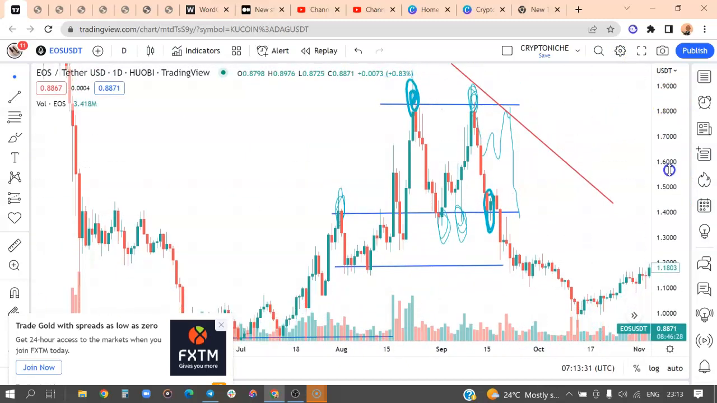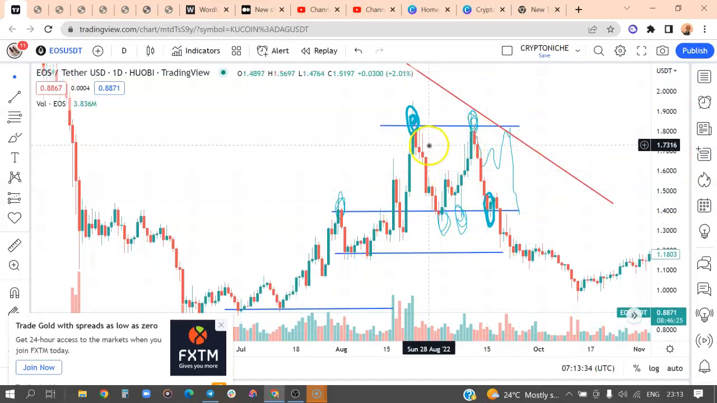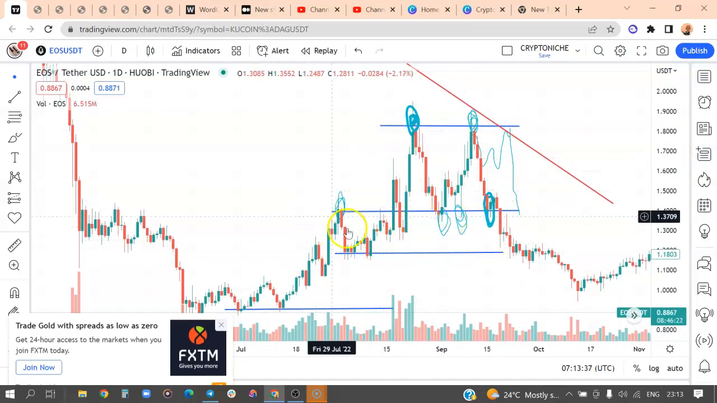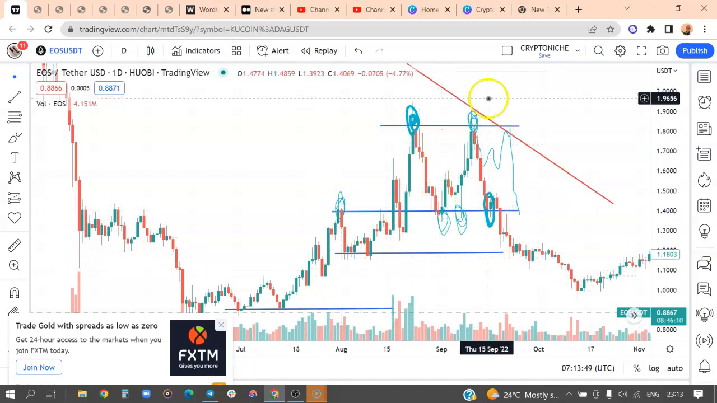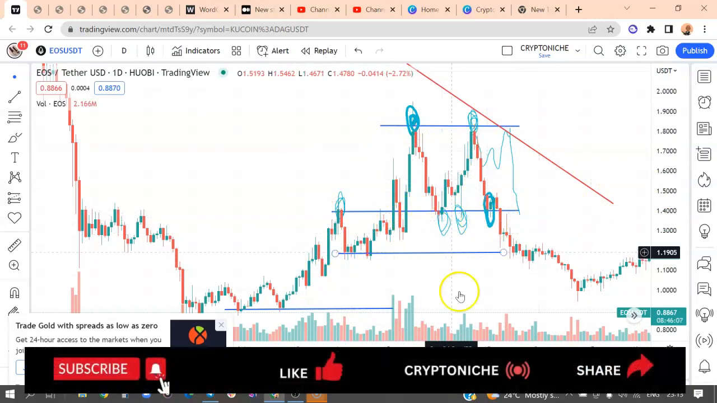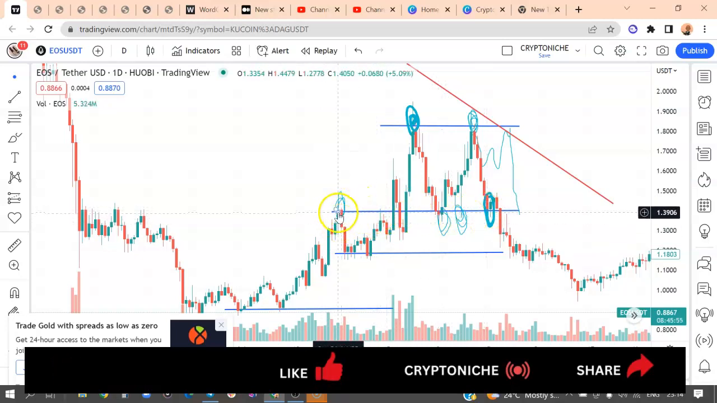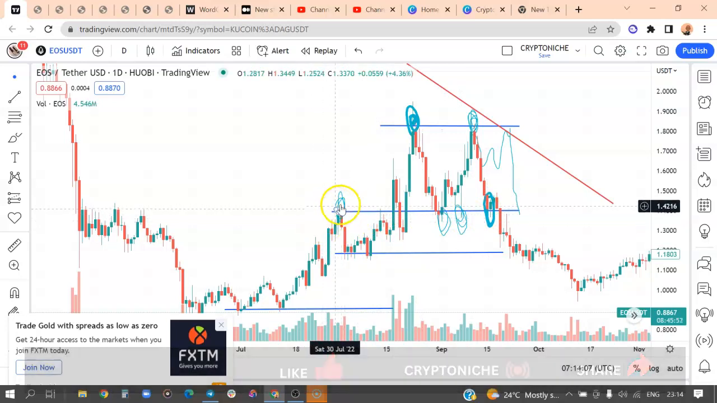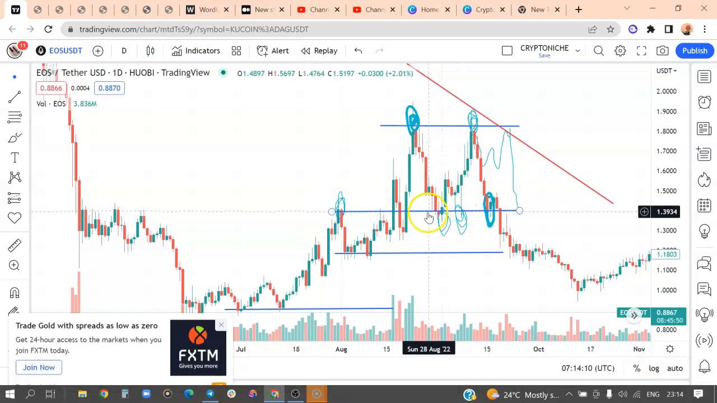As you can see, look at this analysis I did. In this analysis, you will notice that I showed the possible demand and supply zones. This is the supply zone here, and this is a demand zone here. They keep pushing the price up, but the more this is tested, the weaker it becomes. This is the support, as you can see. The previous resistance here became a support.